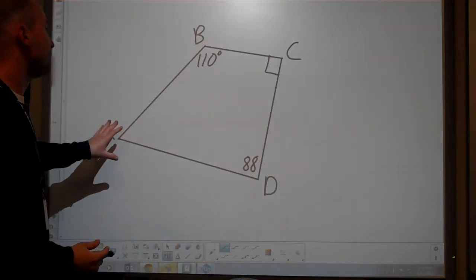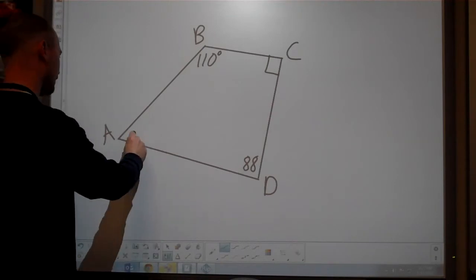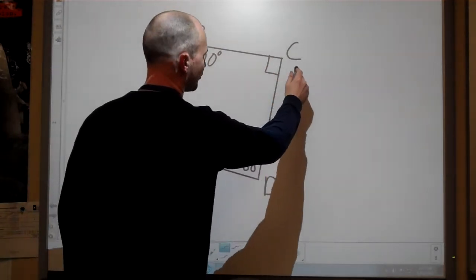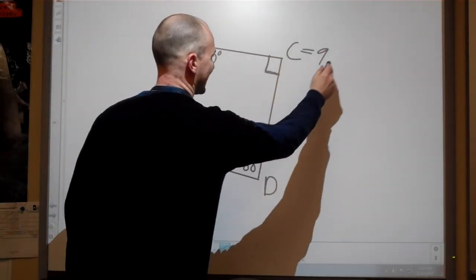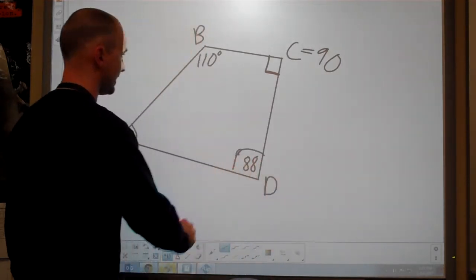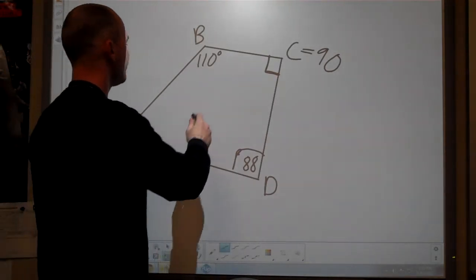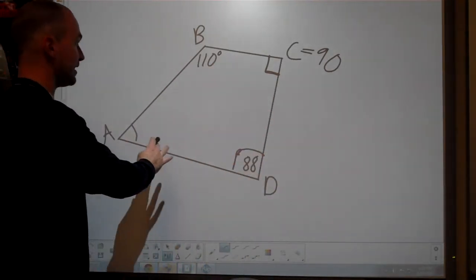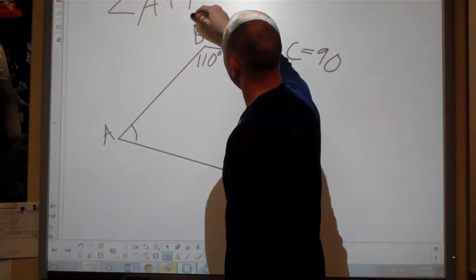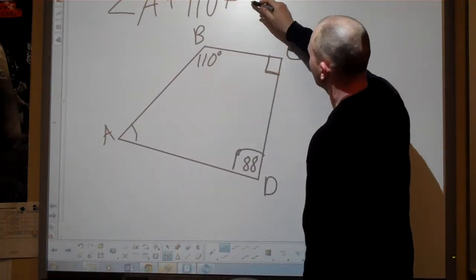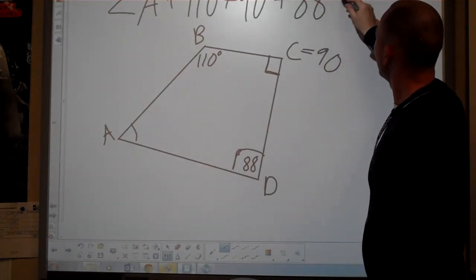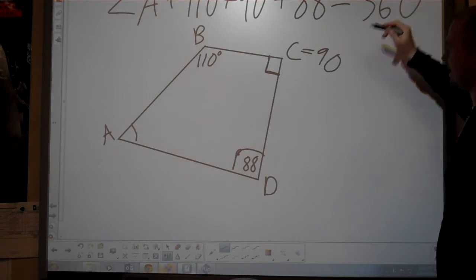So, here we're missing angle A. We're looking for angle A here. We know angle B equals 110. Angle C is a 90-degree angle. That little square means it's 90 degrees. And D is 88 degrees. This one right here is 88. And I'm looking for A. So, I know if I add all these up, they've got to equal 360. So I can write angle A plus angle B, which is 110, plus angle C, which is 90, plus angle D, which is 88. These all have to add up to 360 degrees.